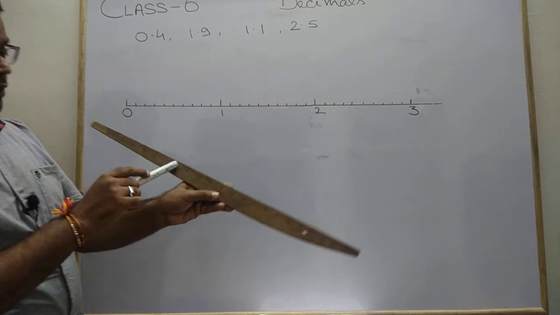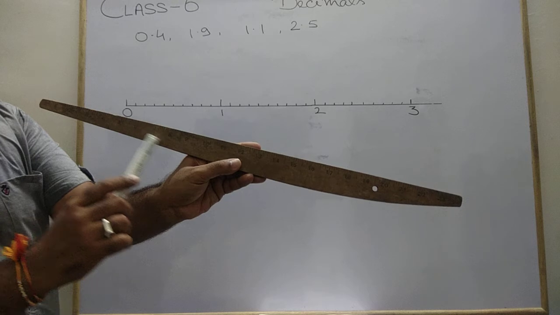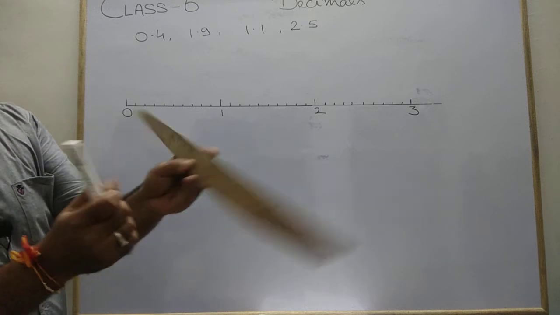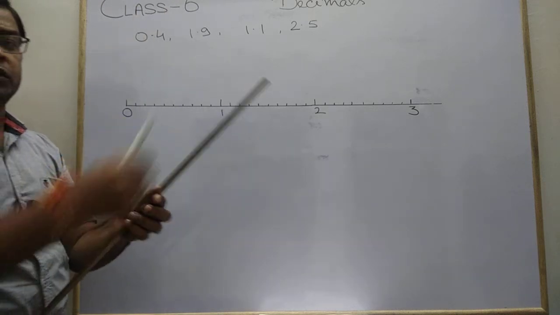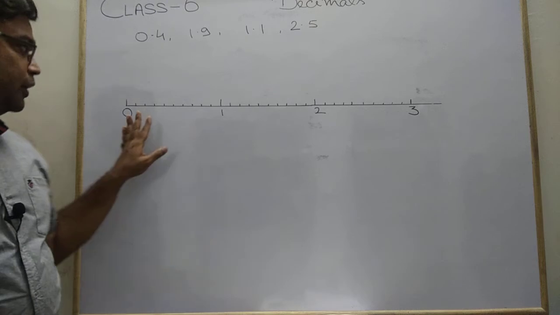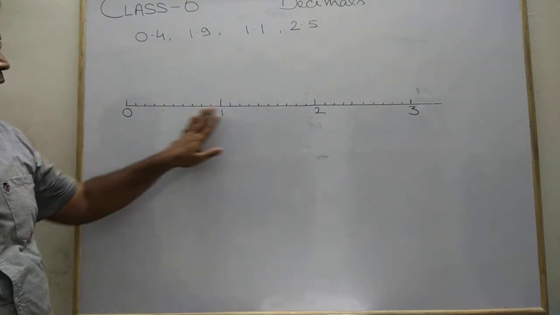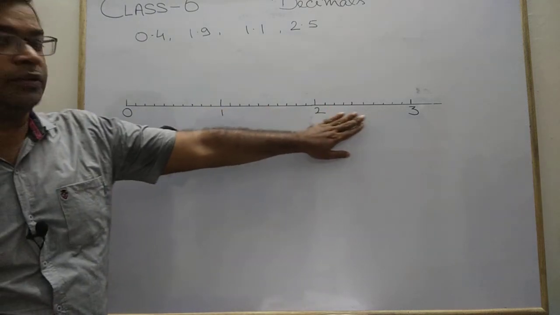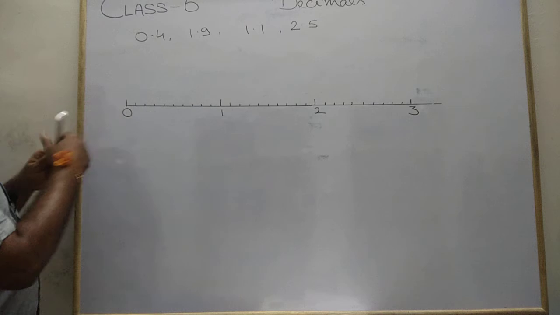In this you can see that each number is written, though it's a very old one, so the numbers are a little bit blurred, but from this scale I can draw each division equally. So let's start.